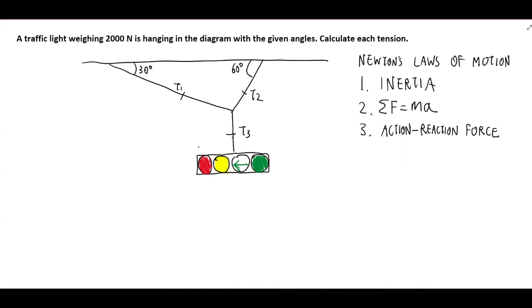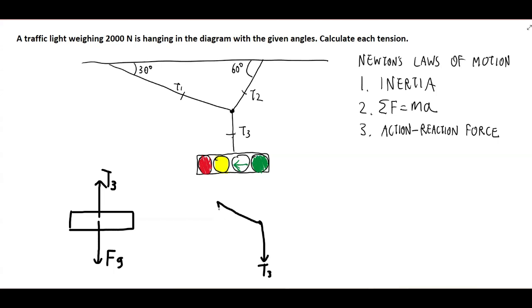So first thing you want to do here is draw a free body diagram. I'll first draw a free body diagram for the traffic light. So we have FG, and we have tension T3. And in this joint area, we have T3 acting downwards, T1 here, and T2 here.